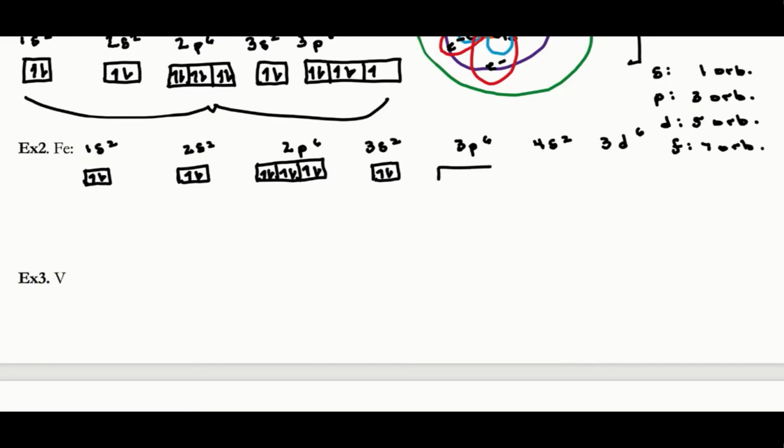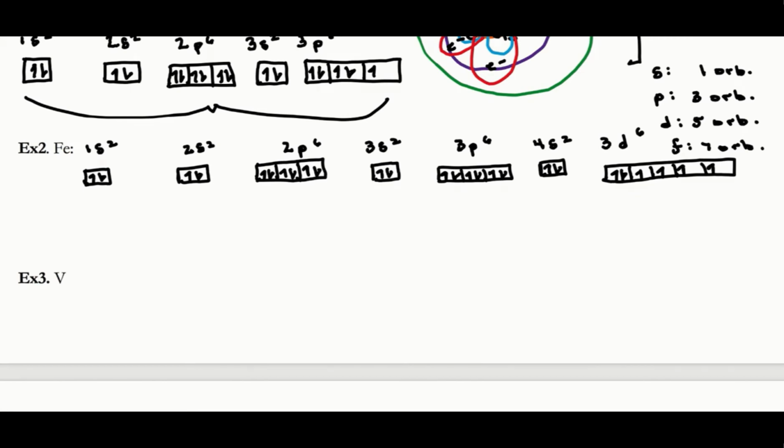Okay? For 3p, 3 orbitals, 1, 2, 3, 4, 5, 6. 4s has 2 electrons in one orbital. And then for 3d, I've got to draw 5 orbitals, 1, 2, 3, 4, 5. So I'm going to fill it 1, 2, 3, 4, 5, 6. So much more manageable than the monstrosity that I created up above. That is your orbital diagram.